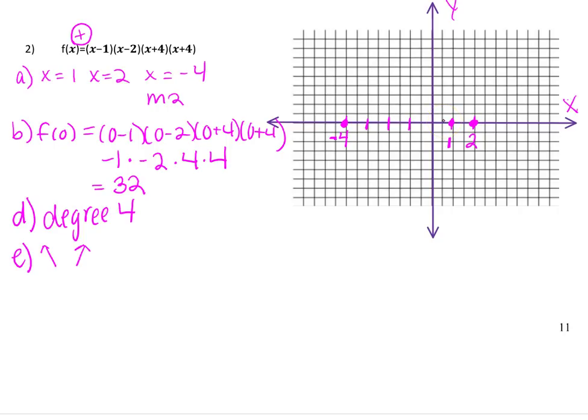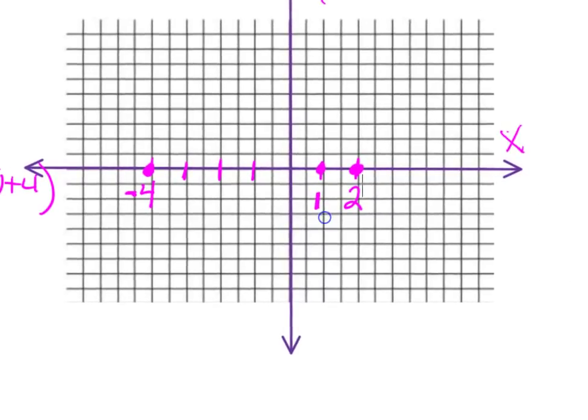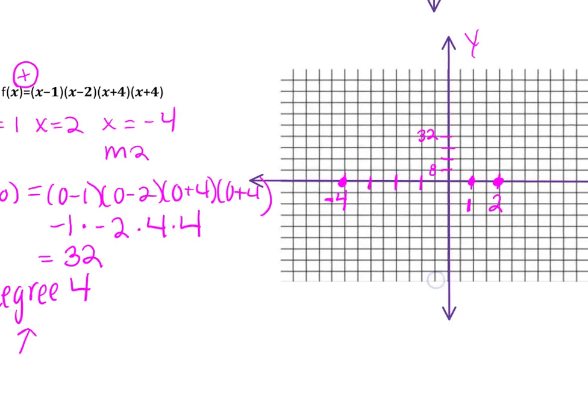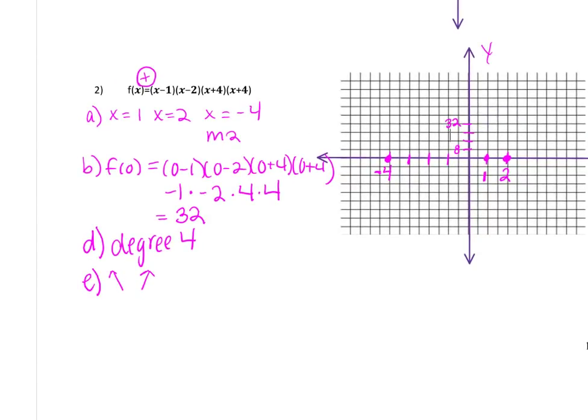Additionally, I know I'm going to cross the y-axis at 32, so let's just say, I'll zoom in here a second. Let's just say that I'm going to go by 8s. Make sure you label if you adjust your scale too, guys. So 8, so that means up here would be 32. Make it nice and clean. Okay, so I'm going to cross the y-axis at 32.